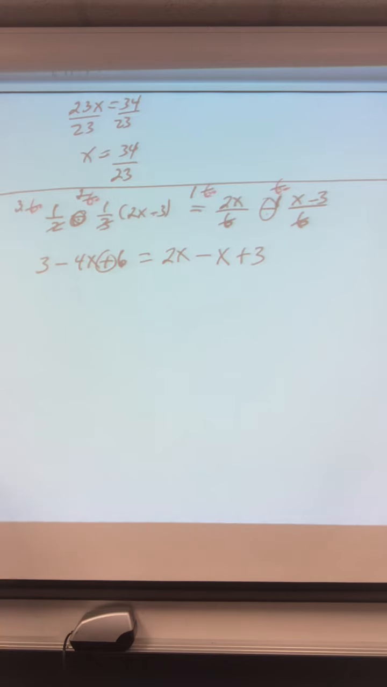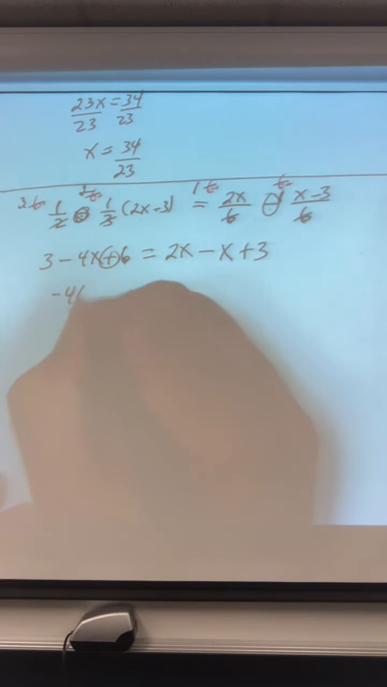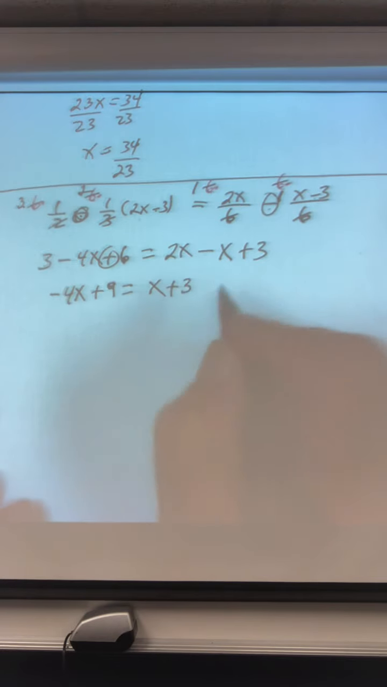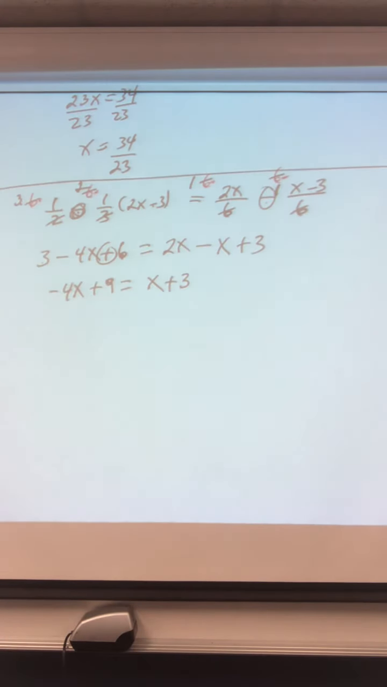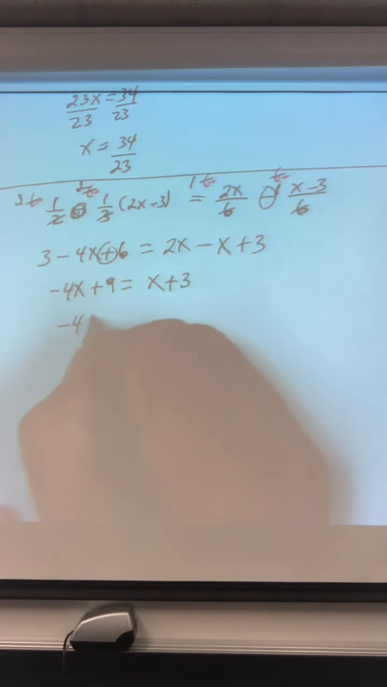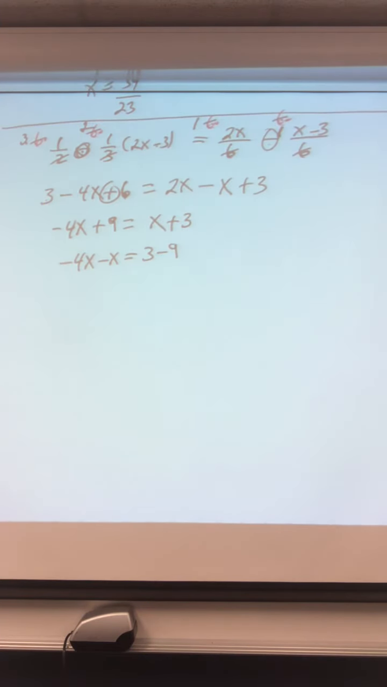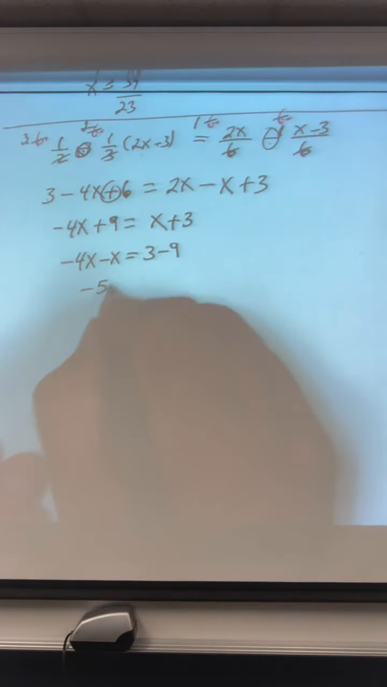Now clean up both sides as much as possible. So the left side would be, I'm going to bring down the negative 4x, and then 3 plus 6 is plus 9, equals, the right side, 2x minus 1x is just x plus 3. Now we want to get the x's on one side, we want to get the numbers on the other. So if I do that in one step, we get this, and this would be negative 5x.